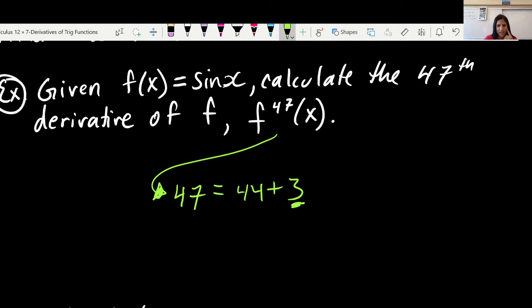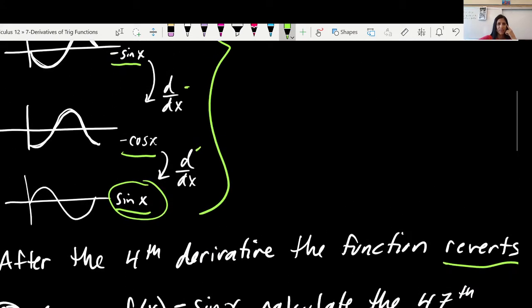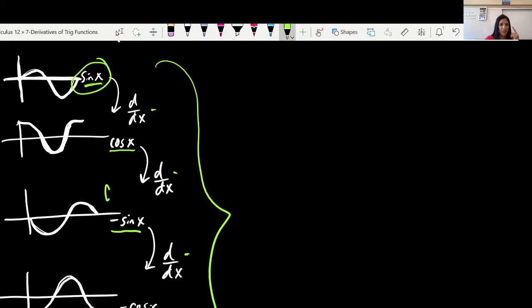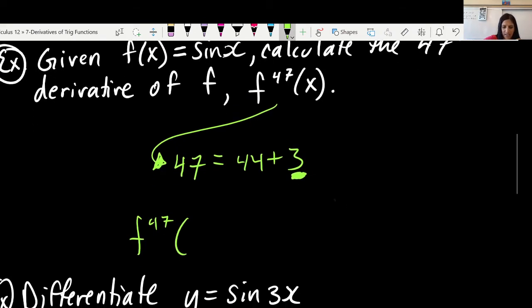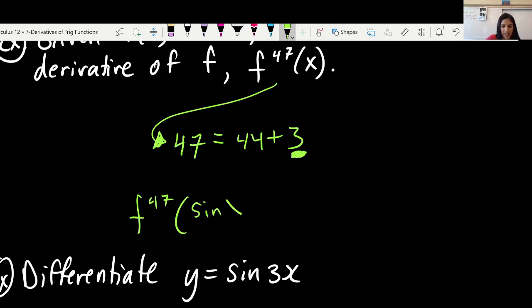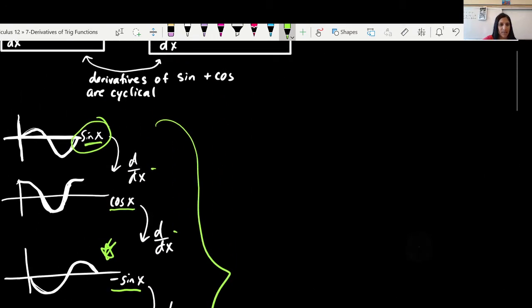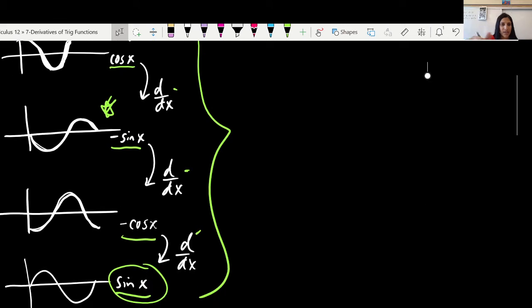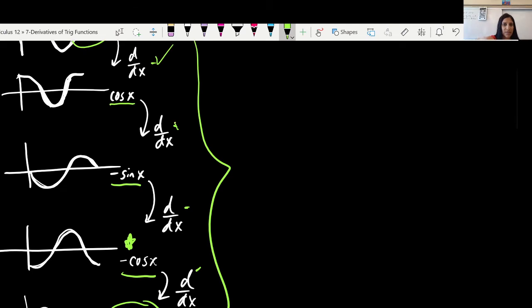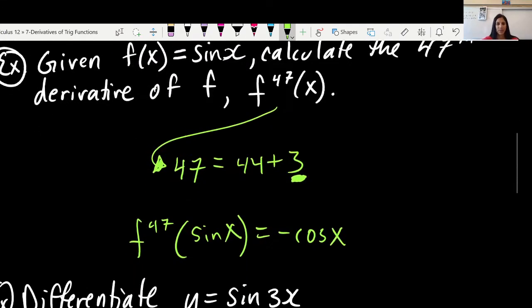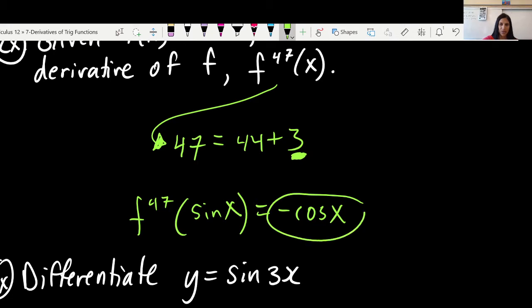And so if I think about it, I just need to think about what the third pattern was going to be, and that's what my answer is going to be. So the third pattern, meaning this one here, which was negative sine x. So f 47 of, what were we starting with? Sine x, is equal to negative cos x. Let me go back to this again. Sorry, I think I put a star on the wrong one. It's this negative cos x because we're doing first derivative, second, third derivative. And that's how we got this. So this would be our solution after all of that.